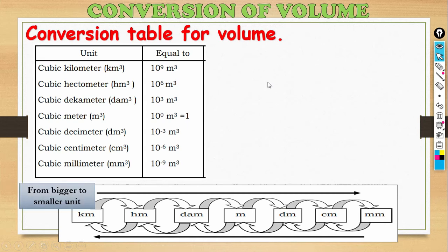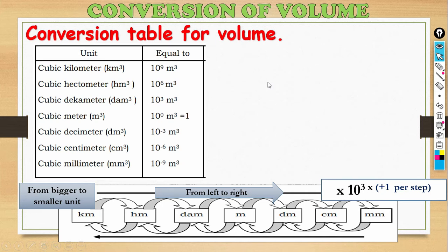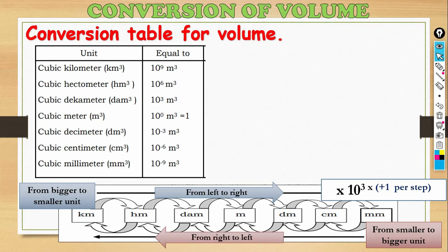So, from bigger to smaller unit, i-move natin siya, mabibilang tayo ng step from left to right, and then i-multiply natin by 10 raised to 3 times plus 1 per step. Depende kung ilan yung step na nabilang natin sa conversion. Or, from smaller to bigger unit, moving from right to left, i-multiply natin siya sa 10 raised to 3 times minus 1 naman per step. So, negative 1 per step.